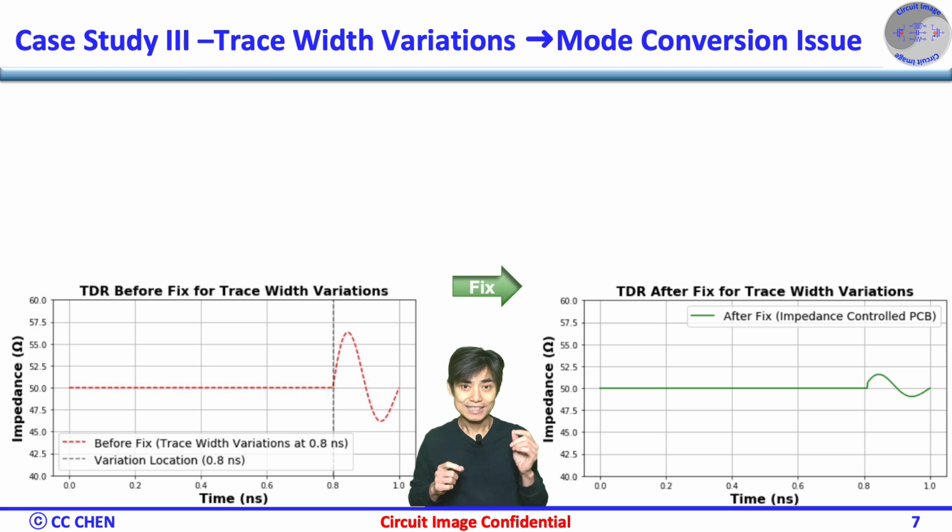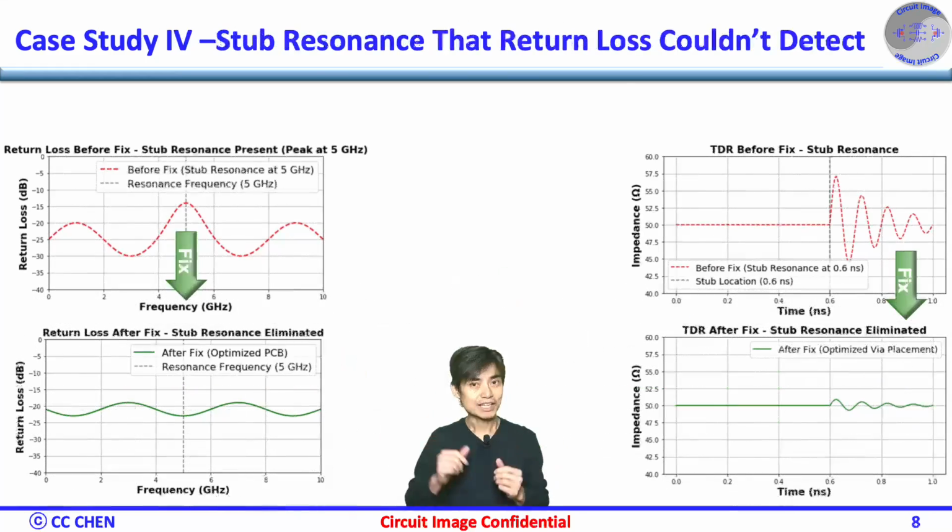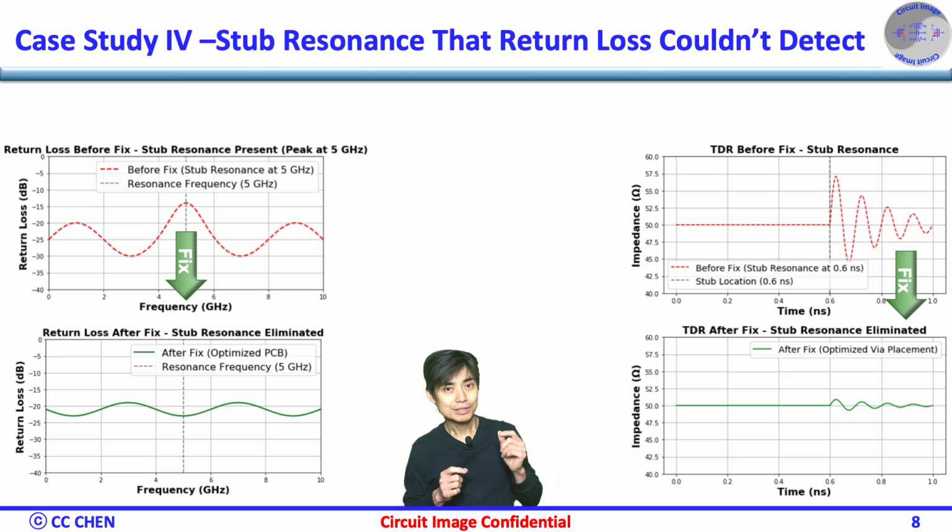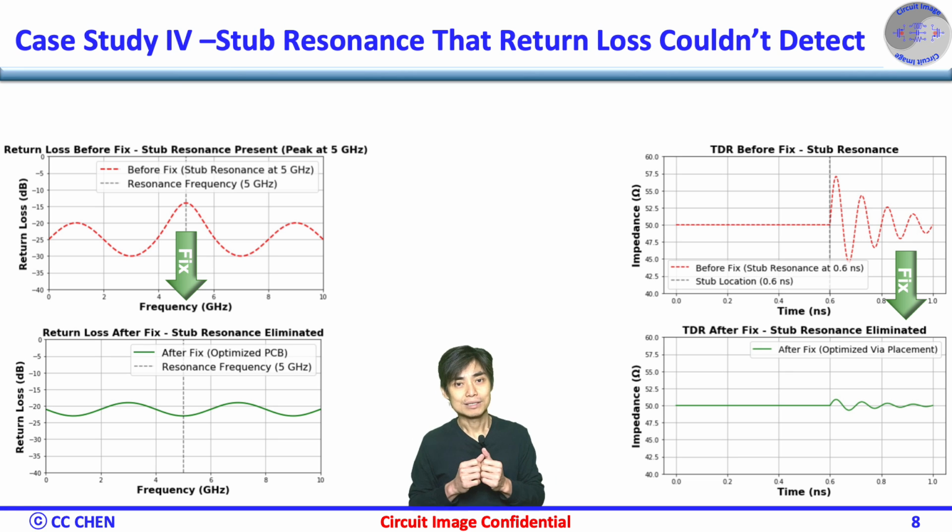Next, let's see a case where a hidden stub resonance caused a major problem. This case is tricky. Standard S-parameters show good return loss, but the system still exhibits unexpected noise. TDR analysis was needed to dig deeper.